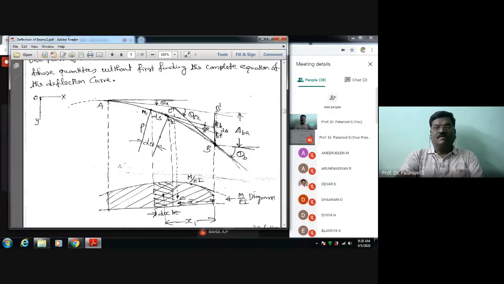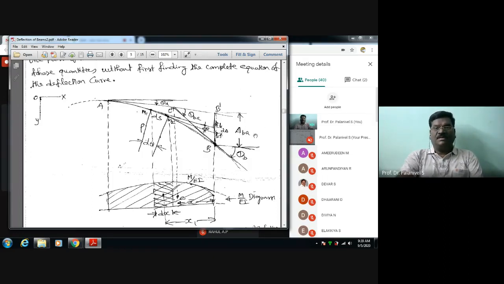The other thing is the vertical offset. I am defining another quantity, the vertical offset of point B from the tangent at A. This is the tangent at A. From point B, I named this point B dash. This vertical offset I termed as del B. Some notation, del B.